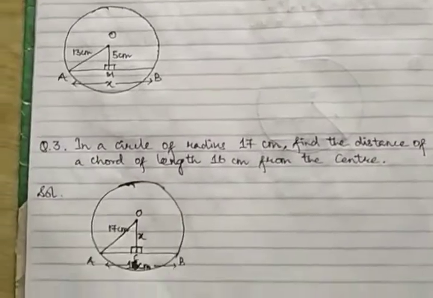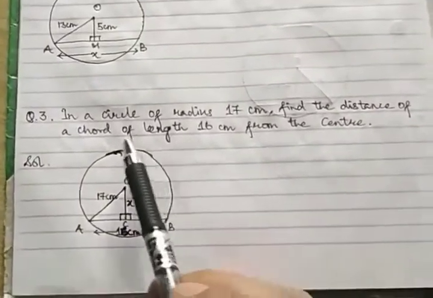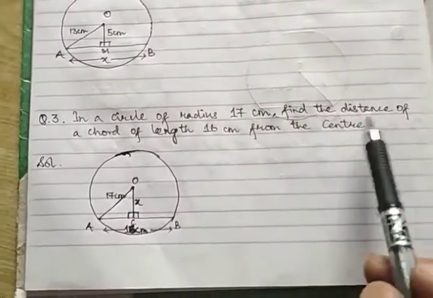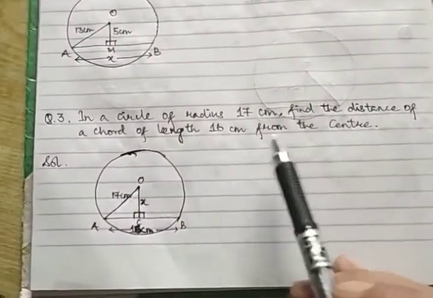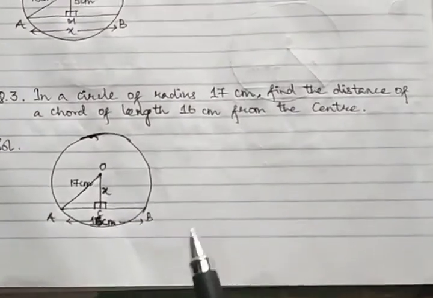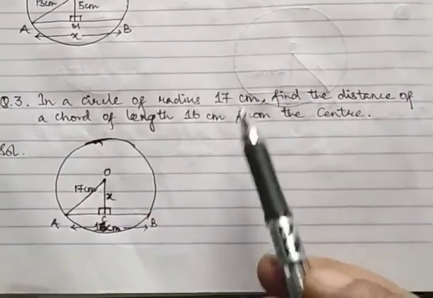Okay. Now similarly for question number 3 as well. See, in a circle of radius 17 centimeters, again, find the distance of the chord of length 16 centimeters from the center. The length of the chord is given here as 16 centimeters. So in a circle of radius 17, the radius is also given.